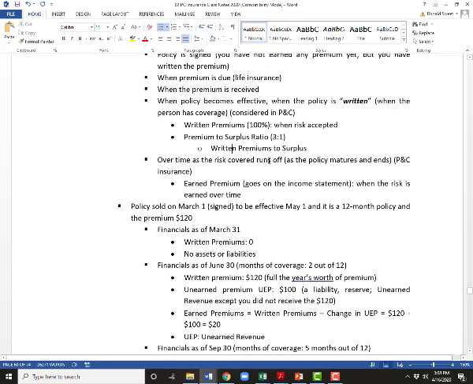So over time, as the risk covered runs off, as the policy matures, you're earning that premium over time. So if you have a 12-month policy, you write the premium as of January 1st, you earn 1 month's worth of premium as of January 31st. So as of January 1st, you have the entire 12 months of premiums written, but 0 earned. After 1 month, you have 1/12 earned, and after 2 months, you have 2/12 earned.